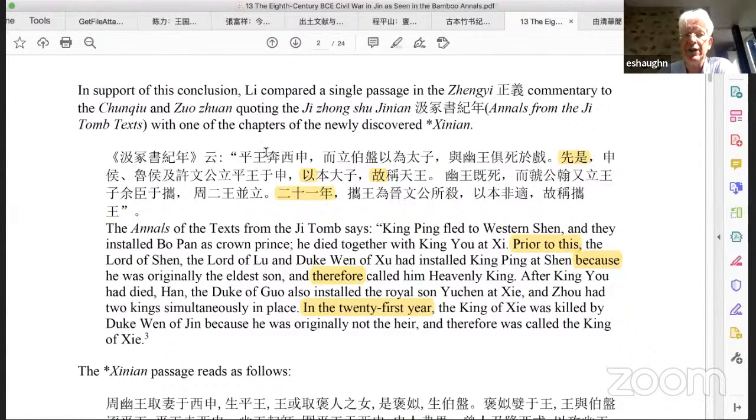In any event, the Chunqiu Zuozhuan Tsung-I quotes the Tsung-I jinian in this respect with several different records. So Ping Wang Ben Shan Er Li Bo Pan Yue Taizi Yu You Wang Ju Si Yu Xi. Okay, that might be a kind of analytic record in the Zhushu jinian. It then goes on, Xian Shi. Prior to this, Shen Hou, Lu Hou, Qi Xu Wen Gong, Li Ping Wang Yu Shen. Okay, that's a different record.